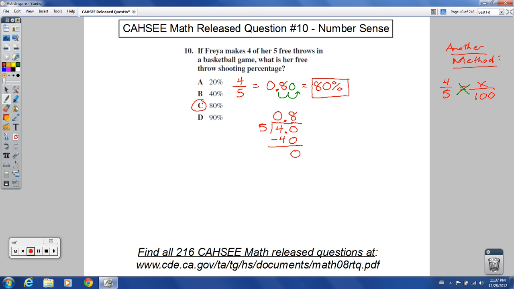You can do your cross multiplication with something like this. If you remember doing cross multiplication, you've got 5x equals 400. You can divide both sides by 5, and you get x equals 80. So that's another way to do a problem like this. You get the same answer either way you do it.